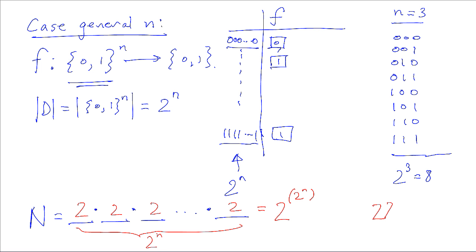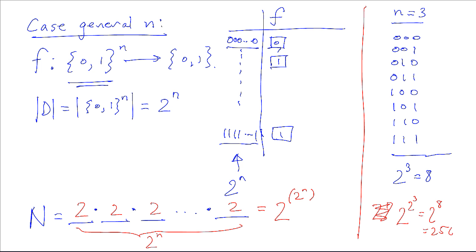And so, for example, for the case little n is 3, I have 2 to the 2 to the 3rd, 2 to the 8th, or 256 possible Boolean functions. Okay, I'll stop here.